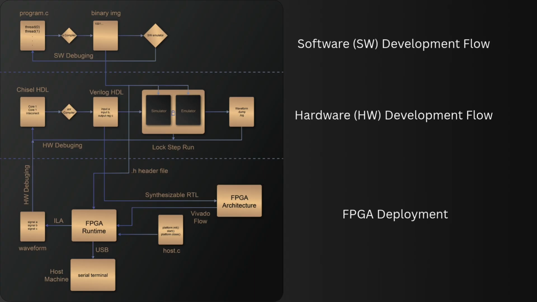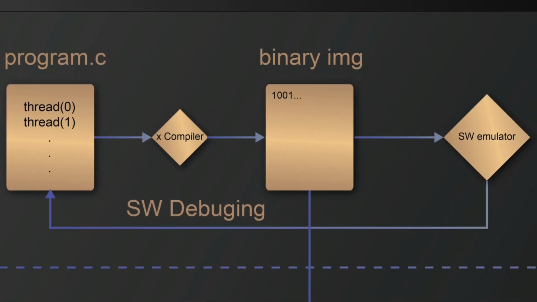Our development workflow includes both software and hardware verification paths. On the software side, we write multi-threaded C programs for bare-metal RISC-V, compile them with a cross-compiler, and use our emulator for early debugging, allowing us to verify logical correctness without deploying to hardware.